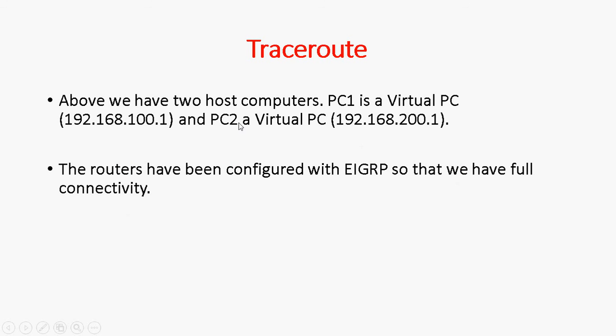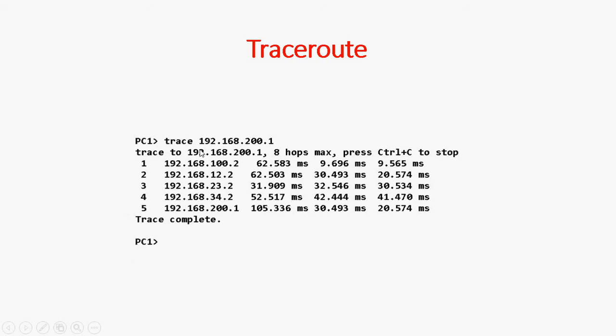Okay, so above we have two hosts. PC1 is a virtual PC, I'm assigning 192.168.100.1, and PC2 is 192.168.200.1. On the routers I have configured the EIGRP routing protocol, so there is full connectivity between PC1 and PC2. Okay, from PC1 I am going to traceroute 192.168.200.1. So the traceroute is completed. Before giving the trace command, I have to capture the packets through Wireshark, so I will show that output to you.